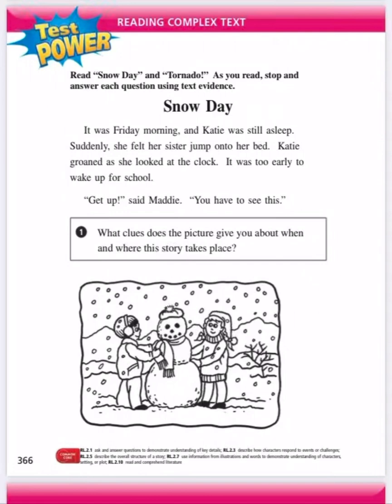Snow Day. It was Friday morning and Katie was still asleep. Suddenly, she felt her sister jump onto her bed. Katie groaned as she looked at the clock. It was too early to wake up for school. "Get up," said Mary. "You have to see this." 1. What clues does the picture give you about when and where this story takes place?